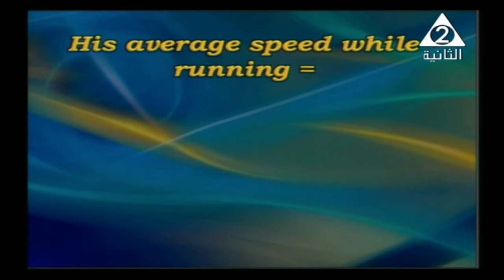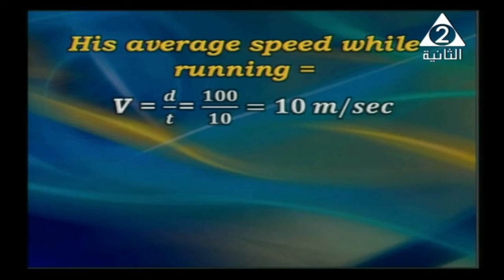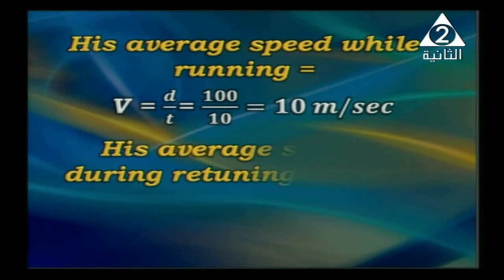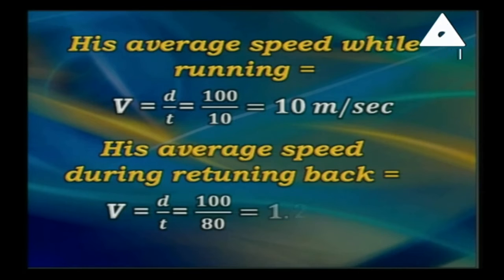Complete the following. We have many questions about it. His average speed while running is what? 100 divided by 10 equals 10 meter per second. Why? Because the distance covered by this runner is 100 meters, and he took this distance in 10 seconds. After that, his average speed while returning back equals 100 divided by 80, which equals 1.25 meter per second. This is very slow.